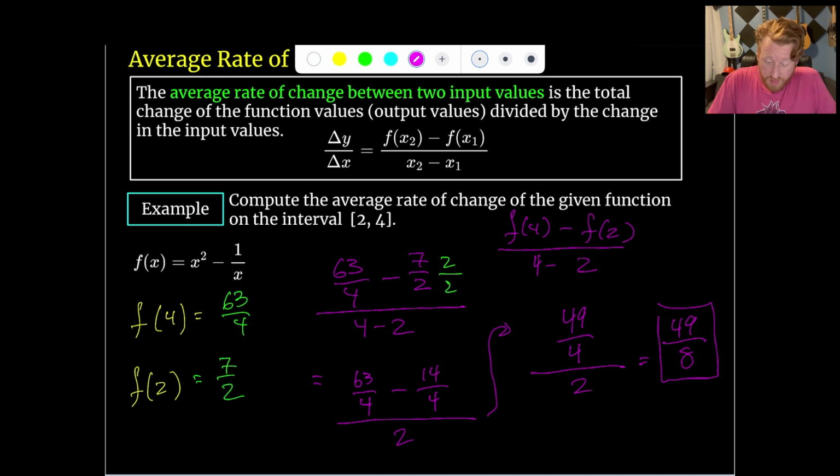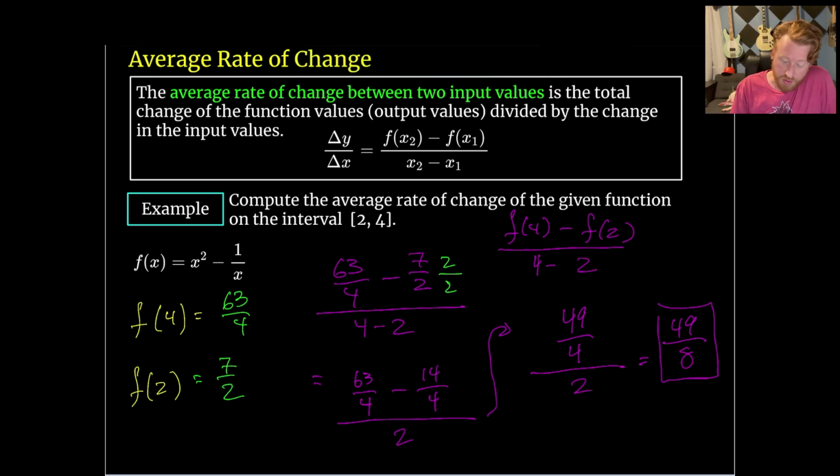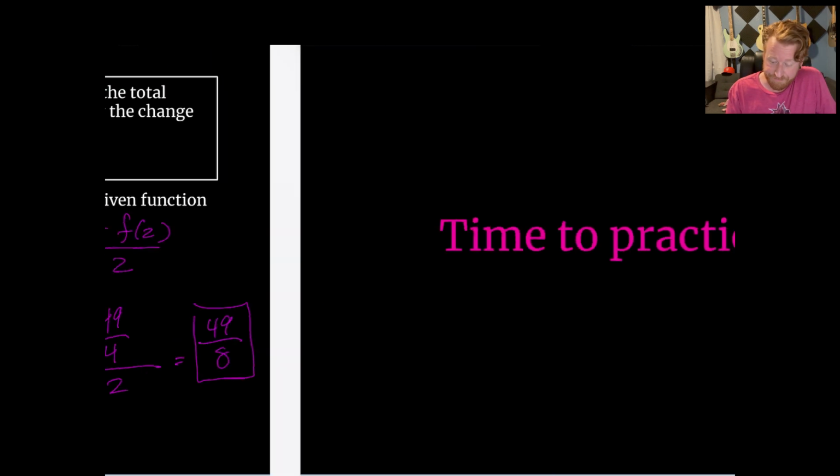So there we go. We know that the average rate of change, without being able to look at the graph here, from 2 to 4 is going to be 49 over 8, which is a positive number. So we've got a positive slope here. We know it'll look something like going uphill from left to right. So there we go. There's our average rate of change using just a function equation.